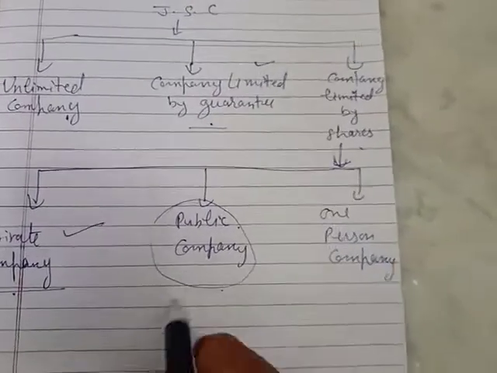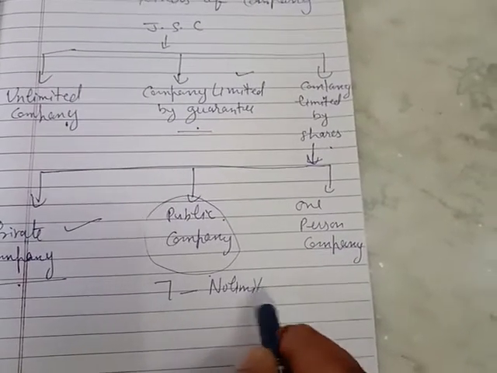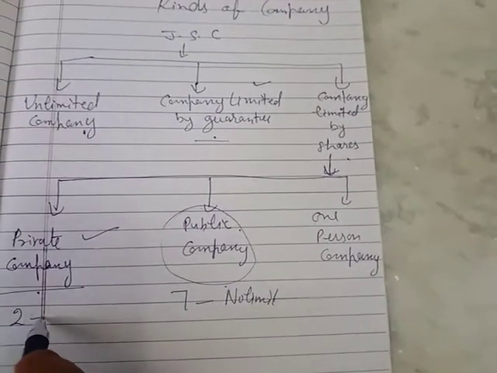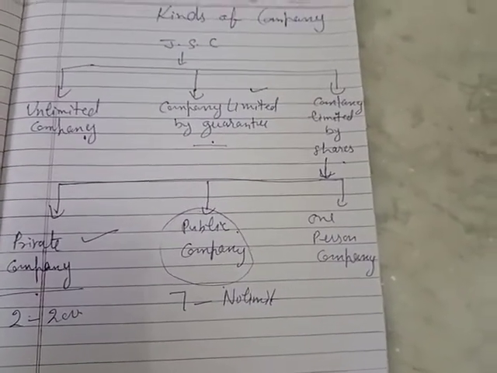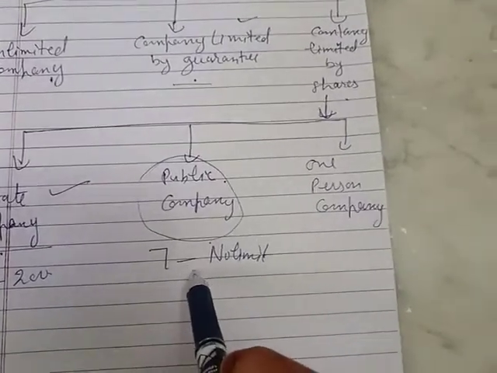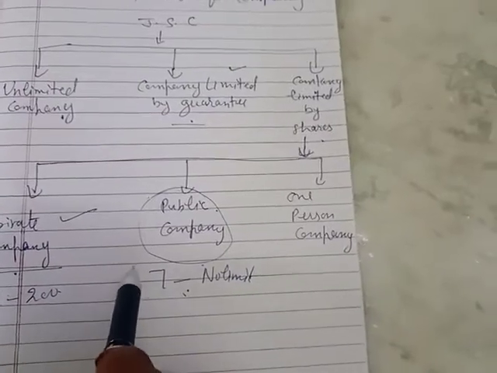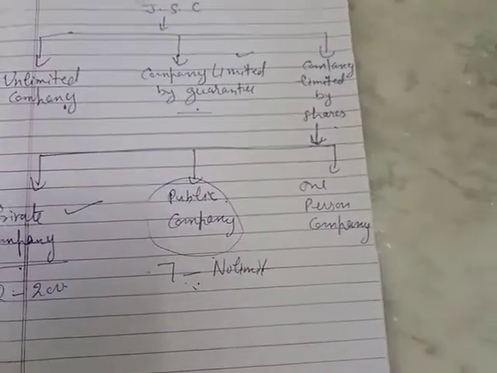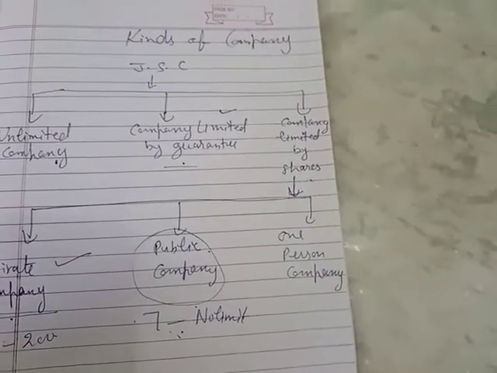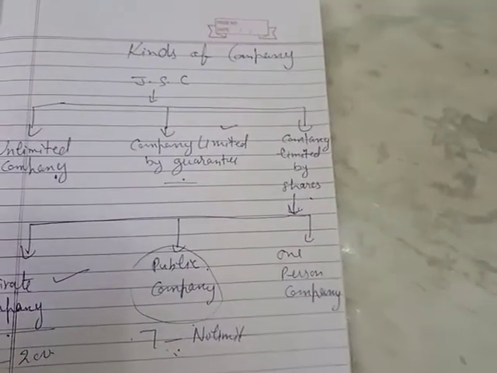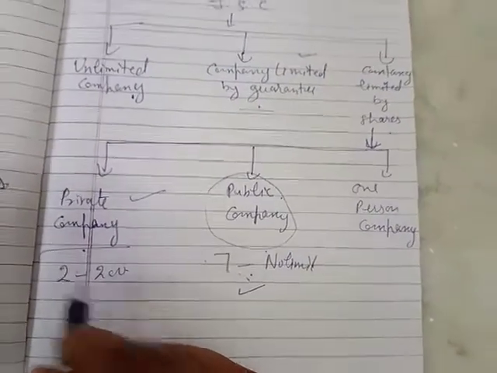So some of the features of public company we can discuss. Number one, minimum 7 members and maximum no limit. Here, minimum 2, maximum 200 for private. Number two, it can invite the public to subscribe shares. Its shares can be issued to the public. There is no restriction on the transferability of the shares, they can be transferred easily. Then it must have at least 3 directors, and a private company at least 2 directors.